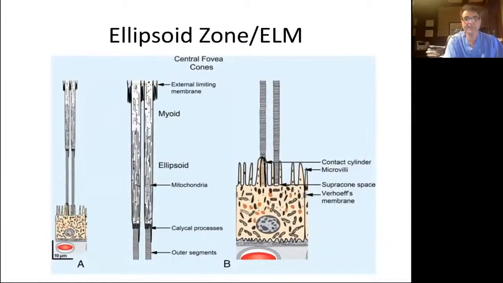So back to the ellipsoid zone. The ellipsoid zone is this mitochondrial-rich area of the rods and cones. And when the rods and cones are aligned, these mitochondrial-rich areas will form that line we just saw. When the rods and cones are misaligned, the ellipsoid zone will be disrupted on the OCT. And once again, that correlates with vision.